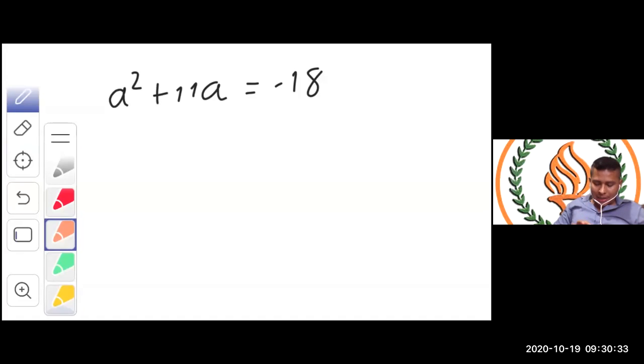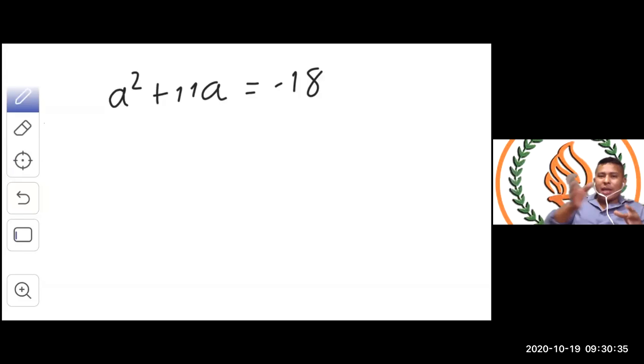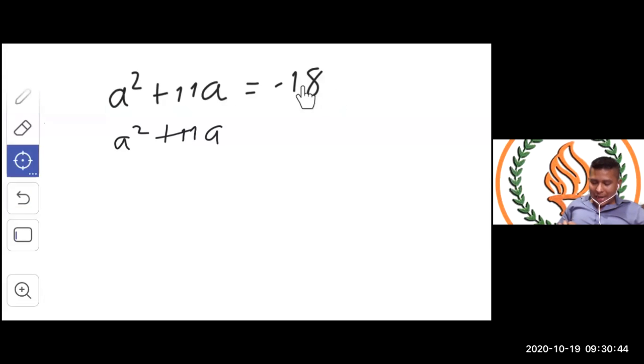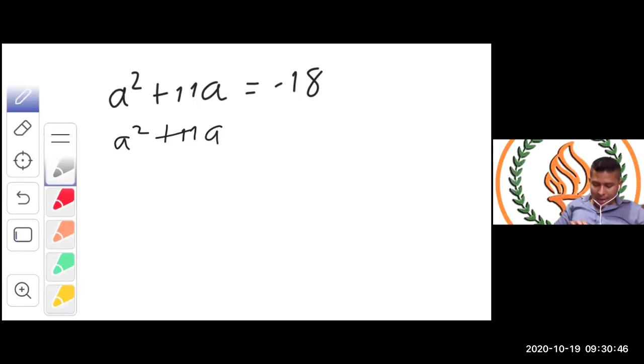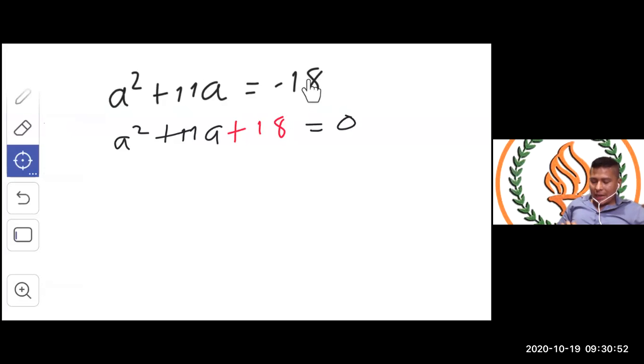What I'm going to do, guys, is put all my expression together on the left side: a squared plus 11a. And I'm going to move this negative 18 to this side, by adding positive 18, equals 0. What I did was just move this negative 18 to the left side. Now, take a look that I got a trinomial. How can I factor it?